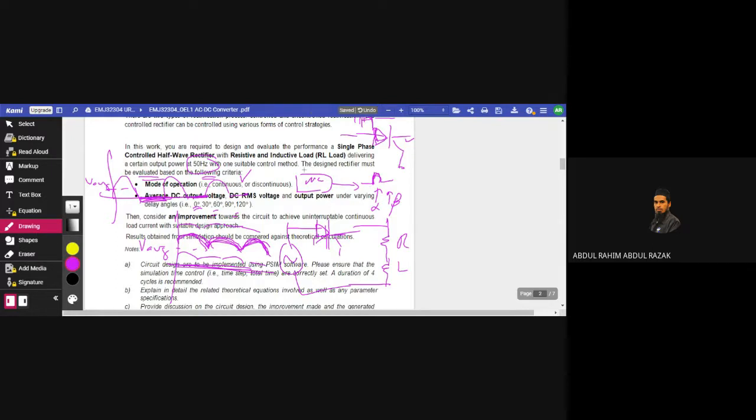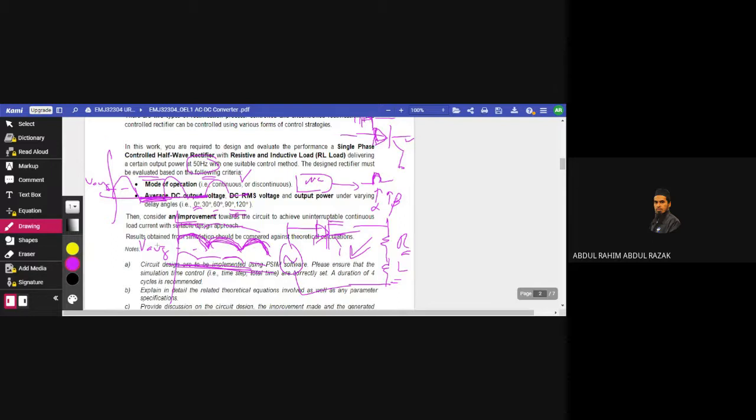Okay, based on your first assigned design, then consider improvement towards the circuit. Means that this is the initial circuit. So what else do you have to do when you evaluate and you have this bad output, how to get a better output? So consider or suggest improvement to your own initial circuit to achieve uninterruptible, continuous load current with a suitable design approach. So when you assign certain load values here, you found out when you decrease or increase the alpha, it will drop badly. So how do you want to improve? Okay.